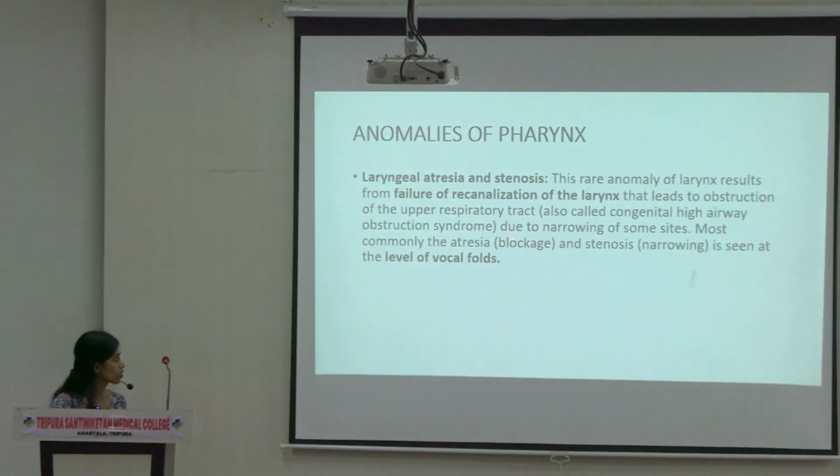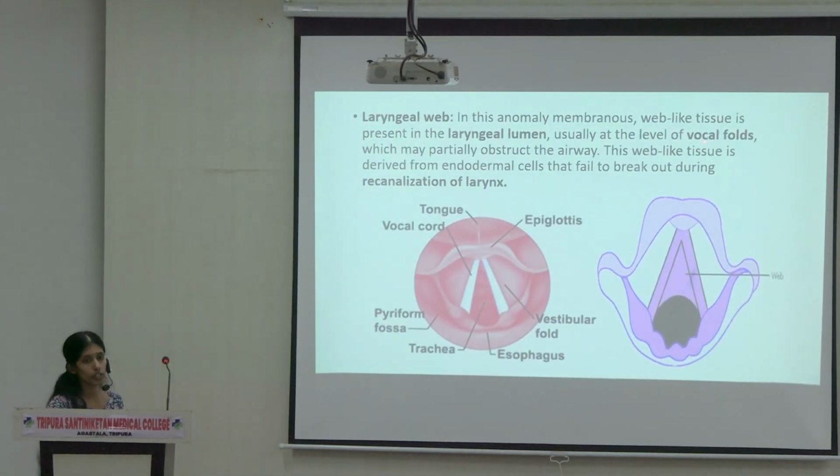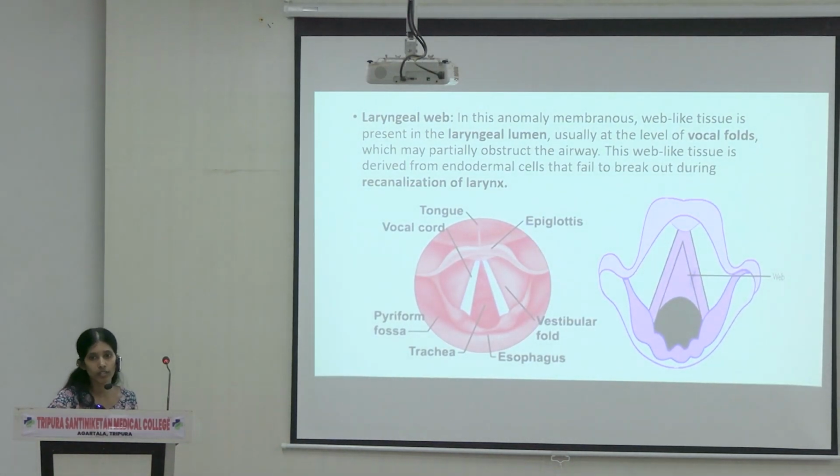Here the blockage and also the narrowing of the larynx, or tube of the larynx, is taking place. Here you can see the formation of a web-like tissue in the lumen, that means again in the tube of your larynx.